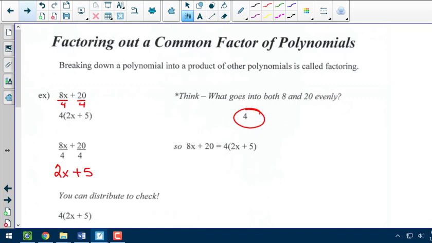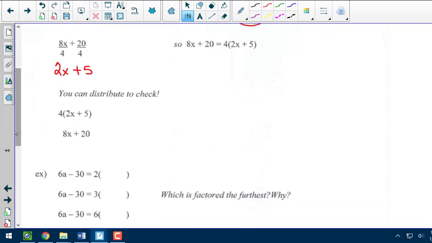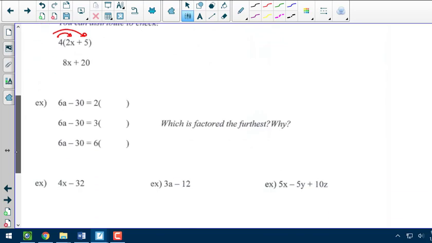So showing that you can distribute, oh, they had a 4 in common, so what I divided by goes out front, and yes, if I redistribute this, I'm going to get 4 times 2x is 8x, and 4 times 5 is 20.